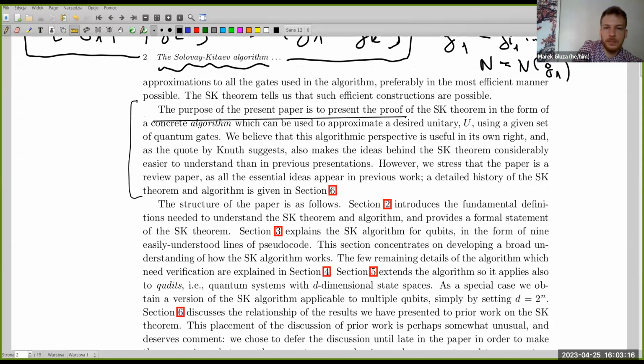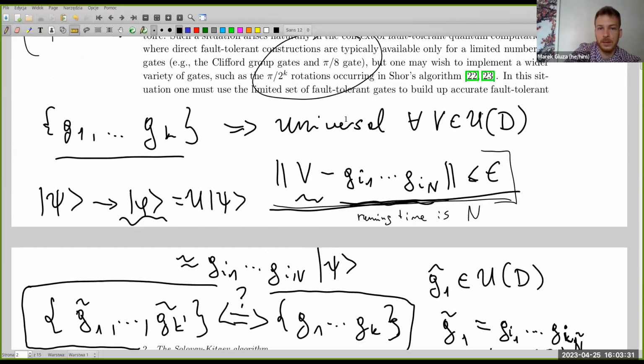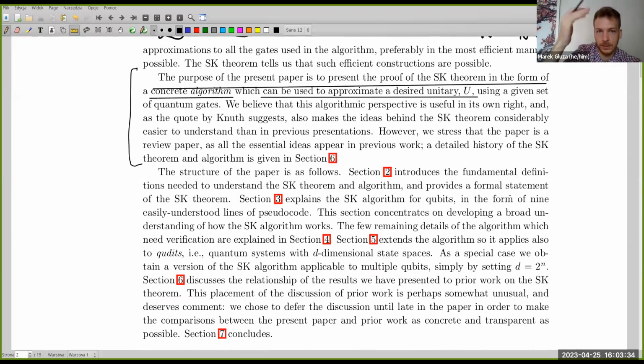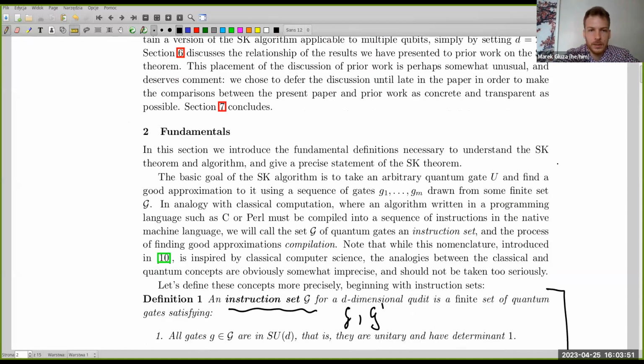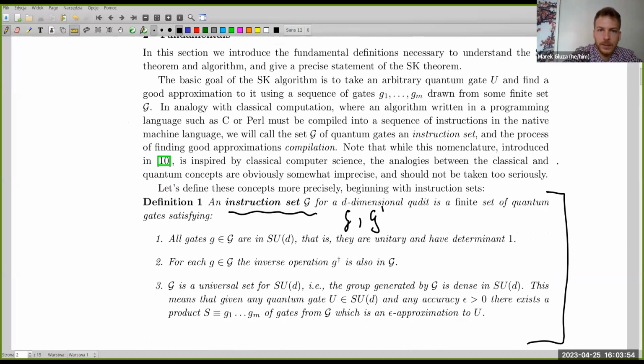The purpose of the present paper is to present a proof in the form of a concrete algorithm. And the point is not just presenting the algorithm, but what it does, which can be used to approximate a desired unitary U. Okay, so this is what I was trying to say here. We say it in one line. And then it's also connecting with the mindset of how to work with this, so you can try to read it later and see whether you agree with those thoughts by Knuth and so on. So we see here compilation. Let's see what we have.